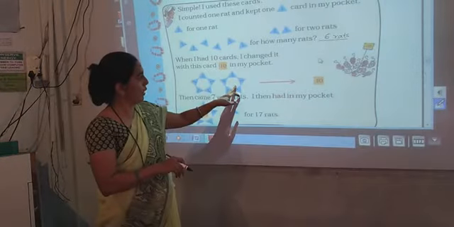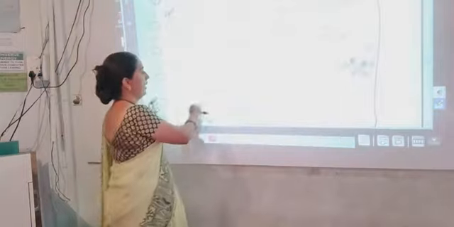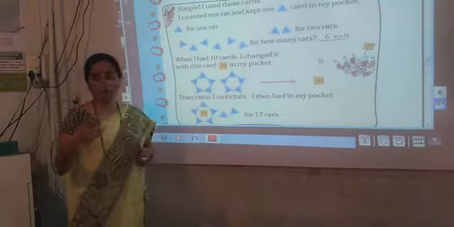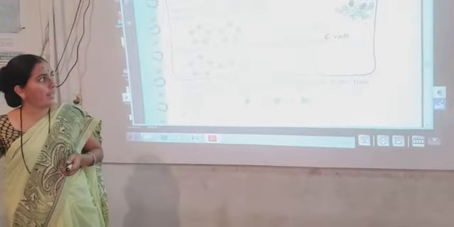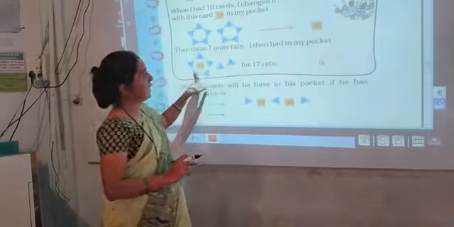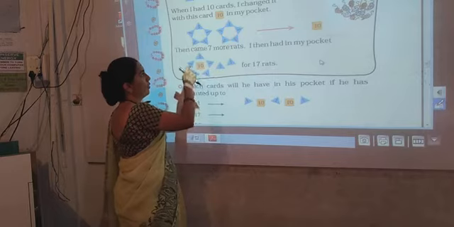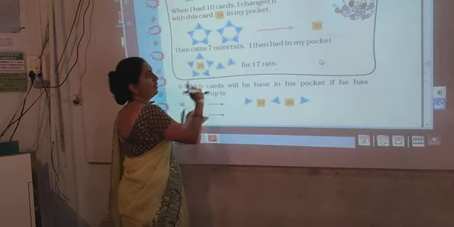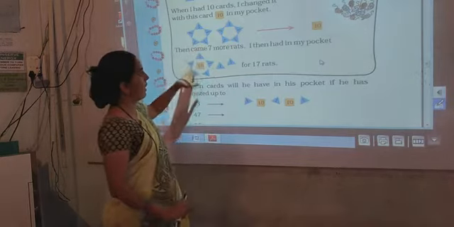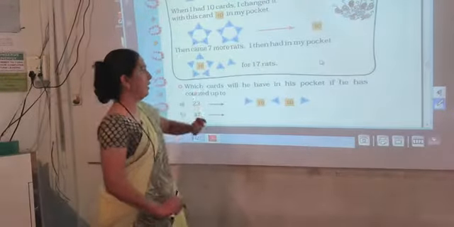So 5 and 5 will become 10. Then came 7 more rats. I then had in my pocket these many cards. When again 7 rats he caught, how many cards are there in his pocket? 10, 11, 12, 13, 14, 15, 16 and 17. So these many cards are for 17 rats.